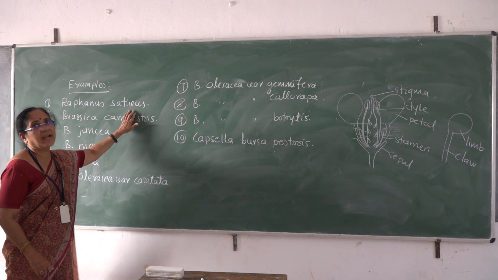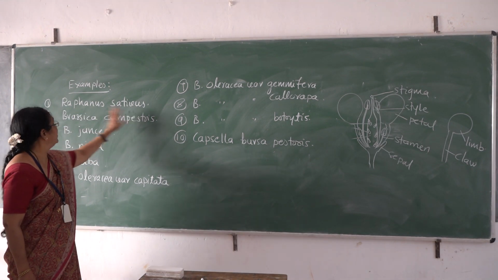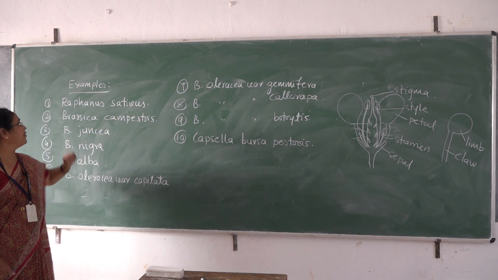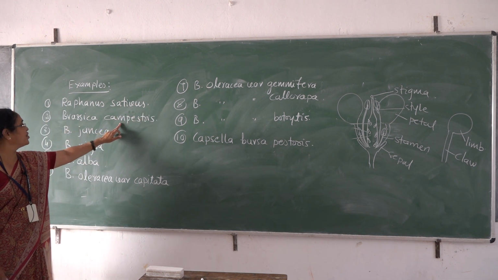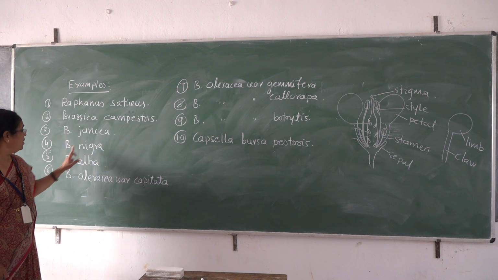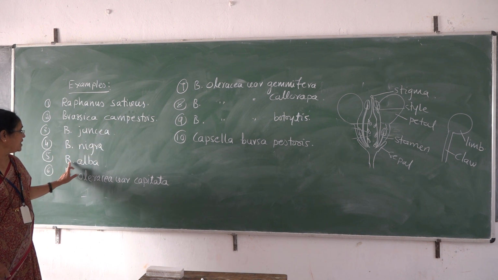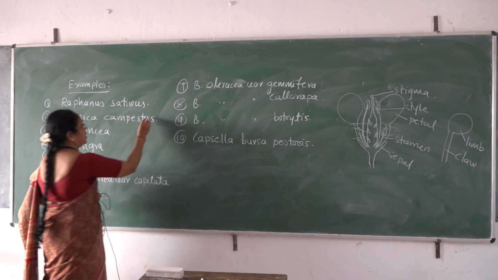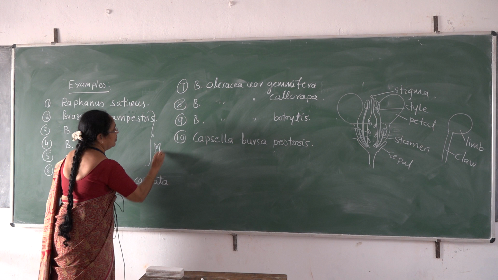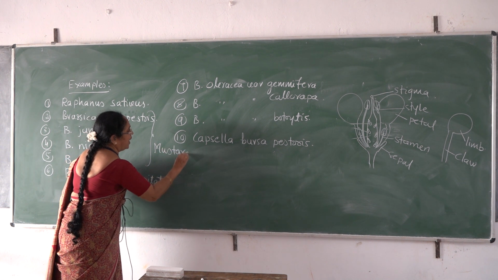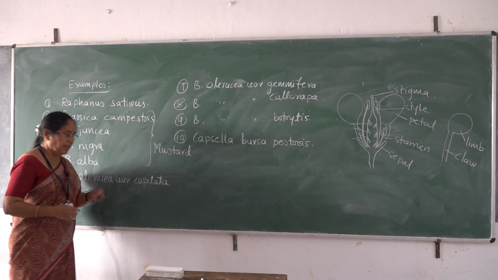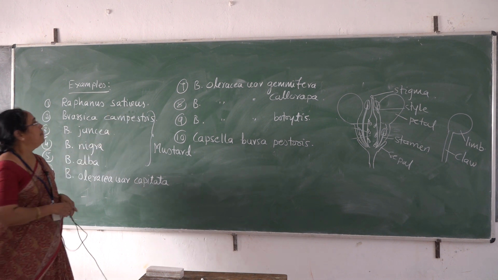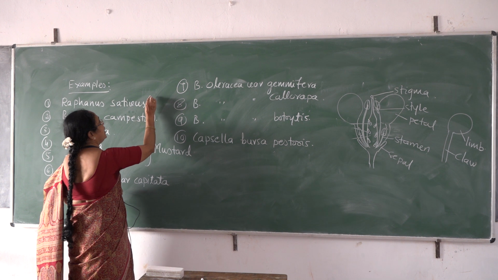Raphanus sativus is radish. Radish botanical name is Raphanus sativus. It is a cultivated annual plant used as a vegetable. Brassica campestris, Brassica juncea, Brassica nigra, Brassica alba. These are all the different species of mustard. White mustard, black mustard, rapeseed, they belong to the Brassica genus. Raphanus sativus is a radish.